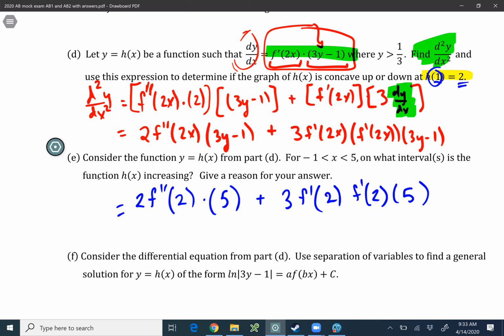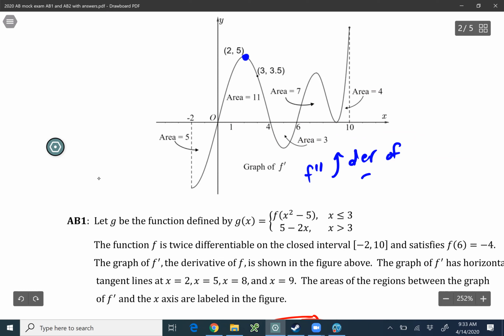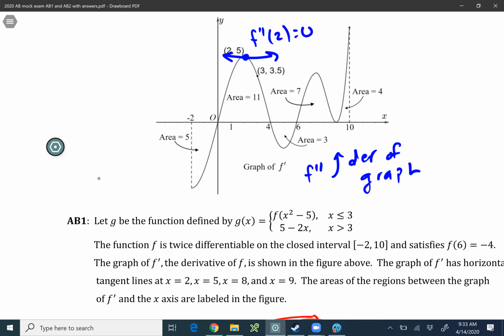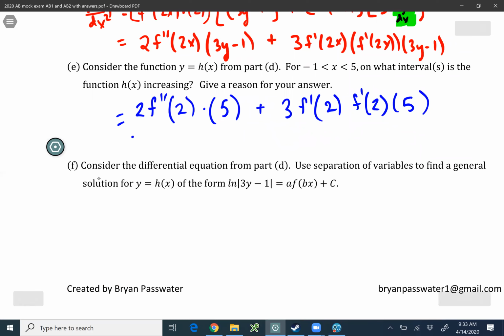We don't know what f double prime of 2 is. There wasn't anything about f double prime, but we do have this graph, and f double prime is going to be the derivative of this graph. Up here, the derivative of this graph, because it's a horizontal tangent line, is 0. So we know that f double prime of 2 is 0. It also said the graph f prime has a horizontal tangent line at 2, so that whole part will become 0.